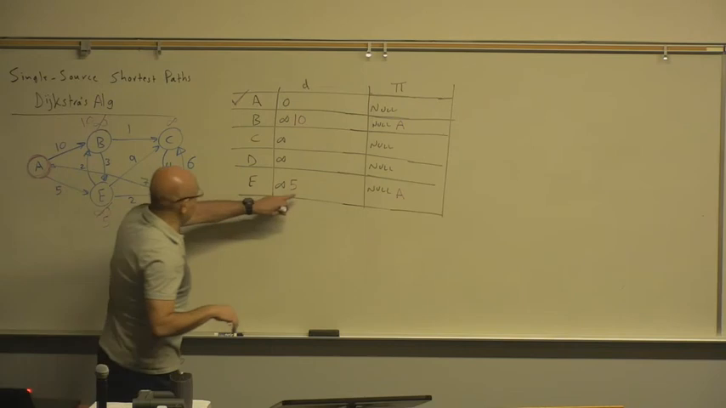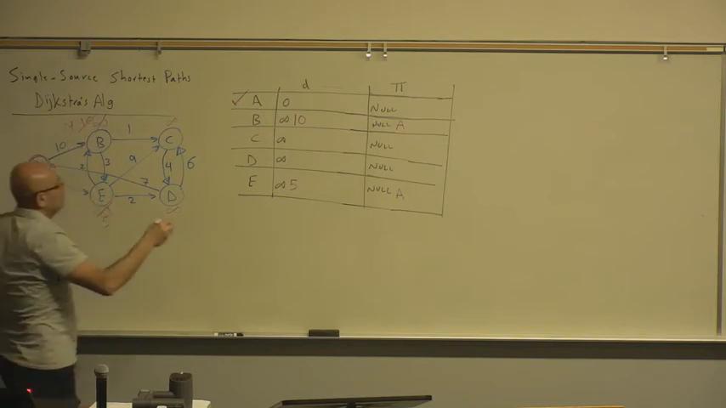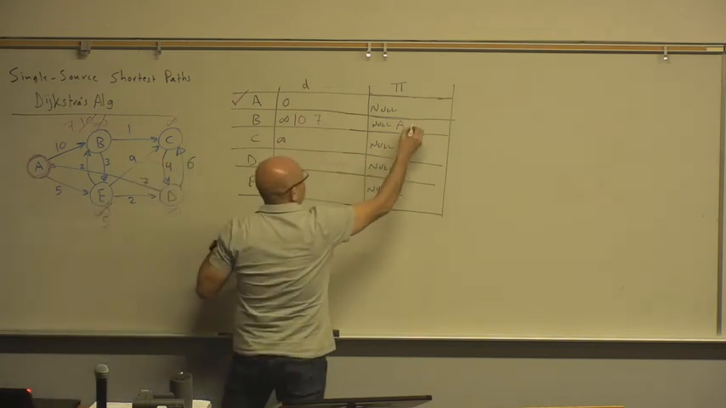So I will update the neighbors of E. What are the neighbors of E? The neighbors of E are B, C and D. So for B, now I will update the distance of B, because now I have discovered a better path from source to B. And this distance now, the 10 will get updated to what? 7. Yeah, because 5 plus 2. So this is going to be a 7, and now the parent is E.